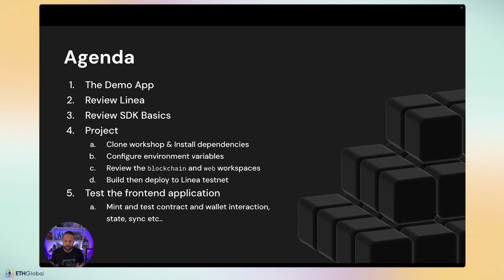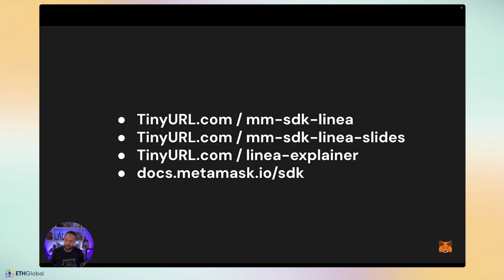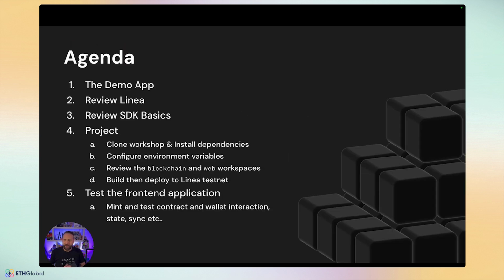All right, so our agenda for today, we are going to show the demo app. That's what we're doing right now. We're going to review Linea very briefly. Again, if you want a more full explainer, go to the third link here. We will also be reviewing the SDK basics, and then we will be taking this project, cloning it down, installing all the dependencies, configuring the environment variables, reviewing the different workspaces that are in it, and then building and deploying that application to Linea testnet. We'll also test out the front-end application so that you have a very whole view of how the MetaMask SDK works and why you might want to use it in many of its different forms.